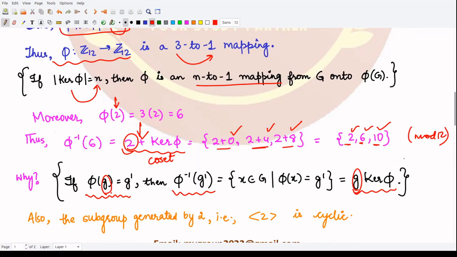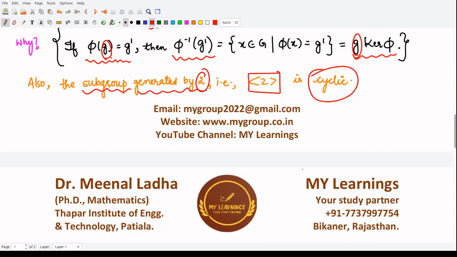Moreover, we can create a subgroup generated by 2. There is no issue, we can do that. Whatever the subgroup is, it would be cyclic in nature, because it is generated by a single element. Correct? So this is a subgroup, and what all elements would be present here?